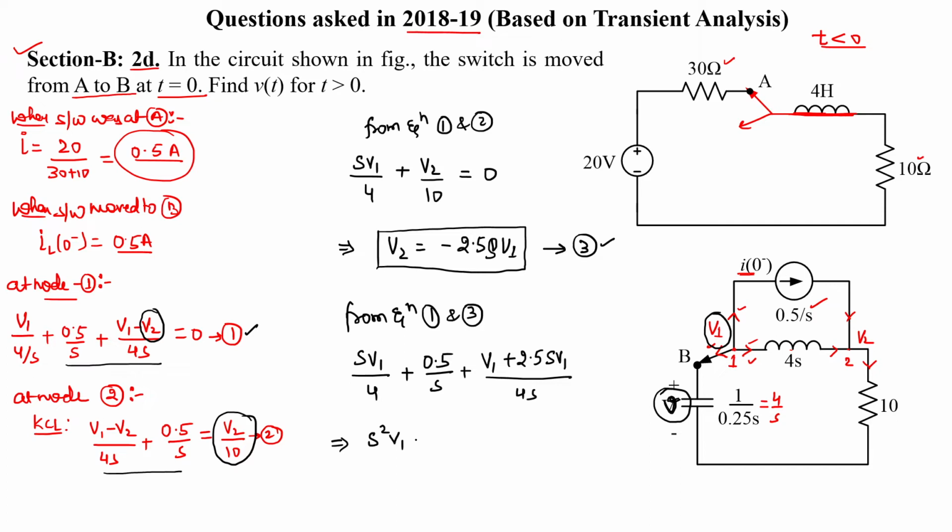S square V1 plus 2.5 times S V1 plus V1 divided by 4S equals minus 0.5 divided by S. Okay, again, from this value, V1 equals minus 0.5 multiplied by 4 divided by S square plus 2S plus 1. Okay, what is my V1? V1 should also be a term of S.